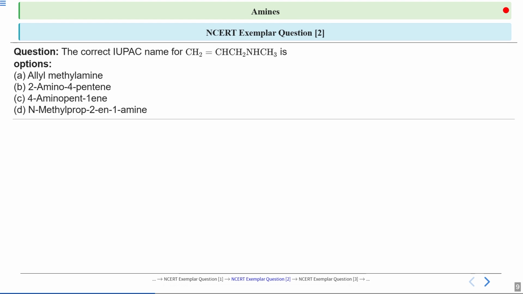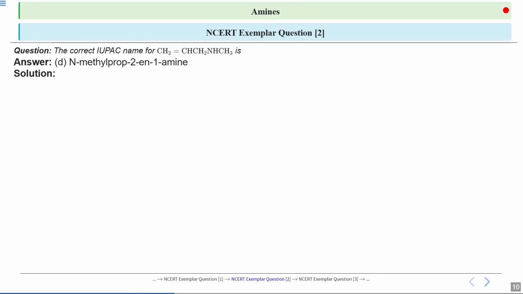Okay, now let us see the next question. You have to tell the correct IUPAC name for this given compound. Okay, 4 options are given to you. First of all, see, we have one double bond over here. See the groups which are directly attached to the nitrogen, follow the IUPAC rules and you will get the correct name. So if you see, the D option is the correct answer for this question. Let us see how.